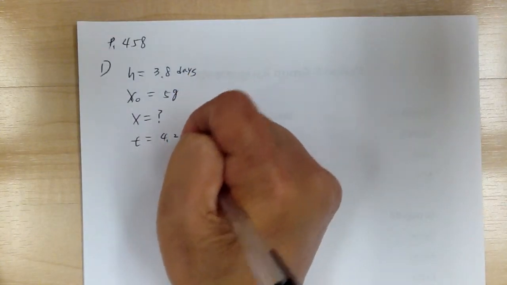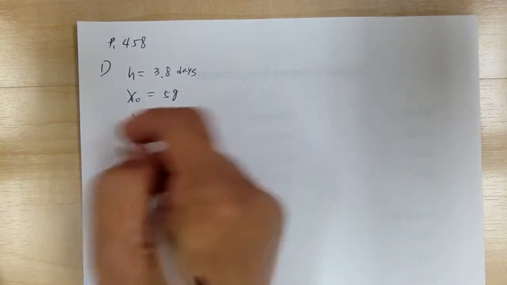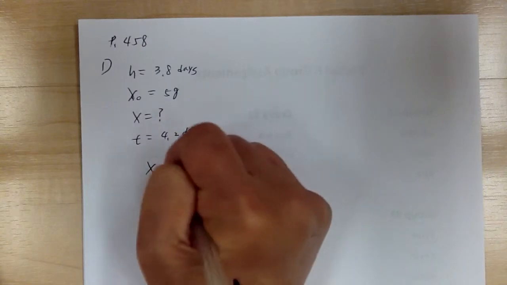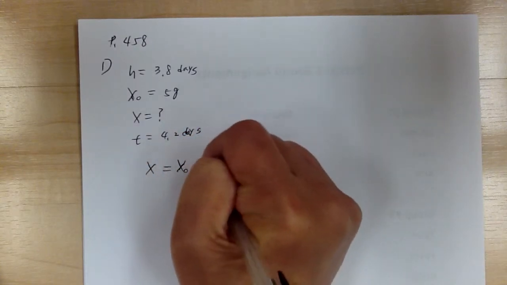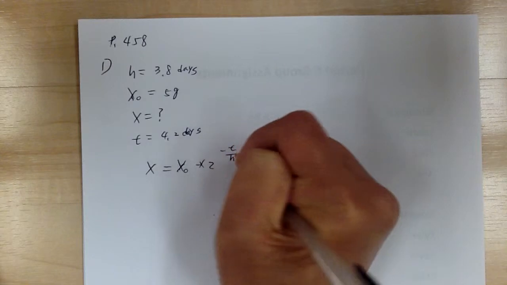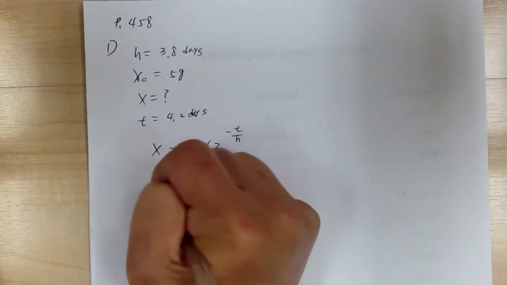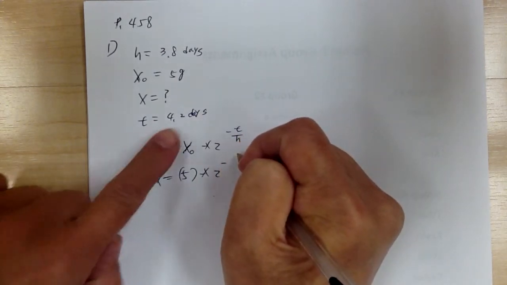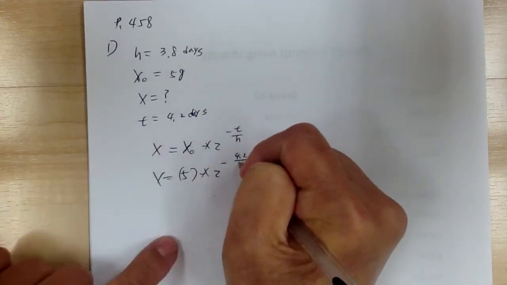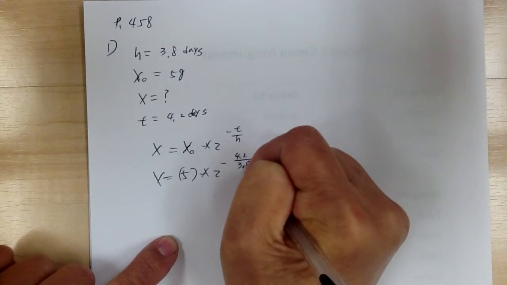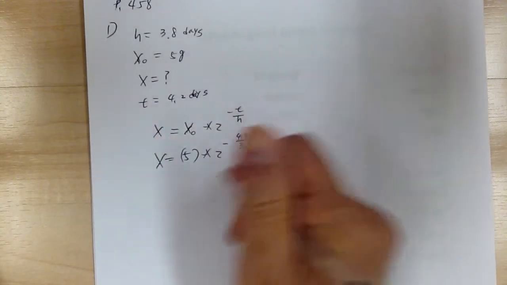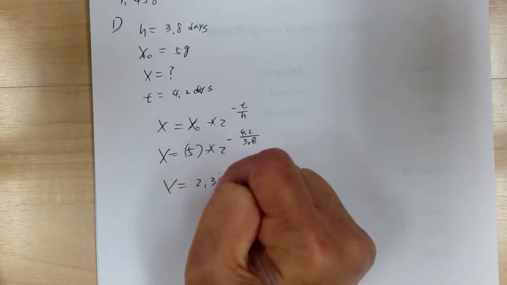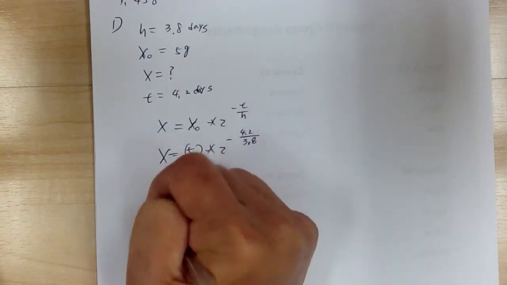Then write down the equation you need to use. This is a decay problem, so use the decay formula. Then you substitute whatever it's giving. And punching all the numbers in the calculator, you get x equal to 2.32 grams.